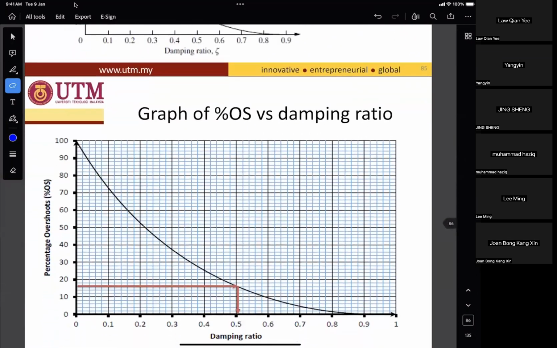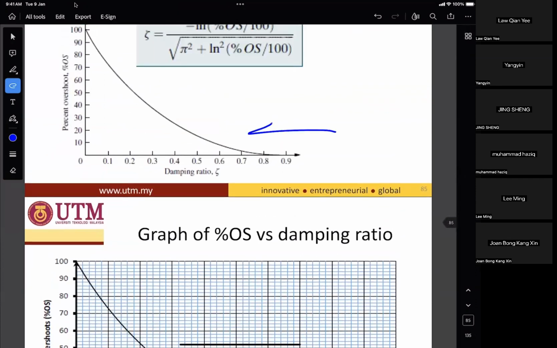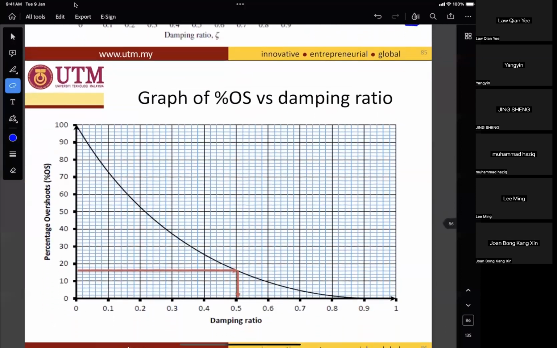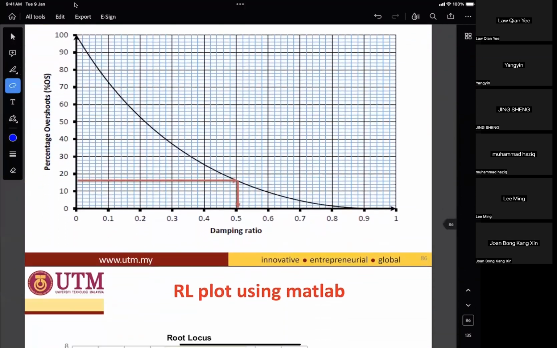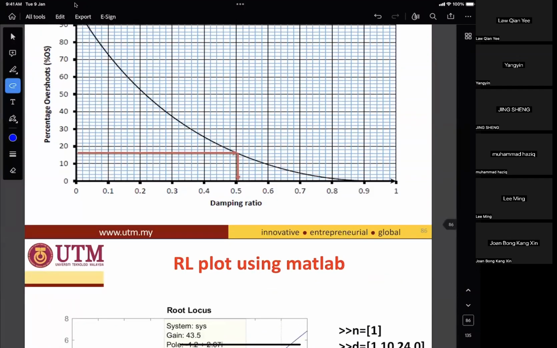So you can use this one, much better. This one has no grid. So use the one that I sent on WhatsApp. So the point is here.